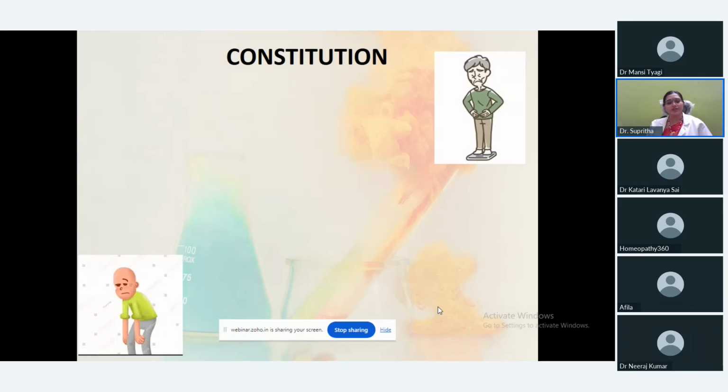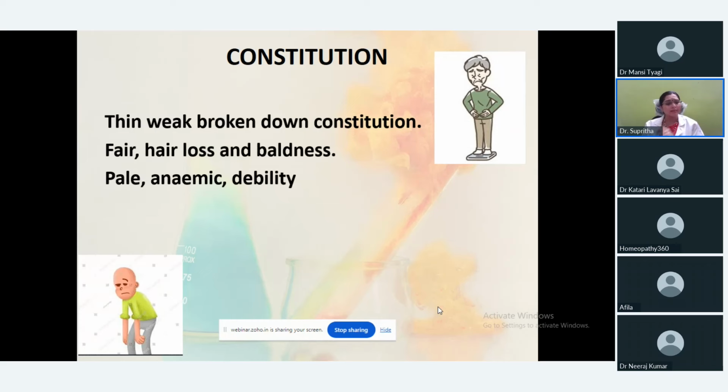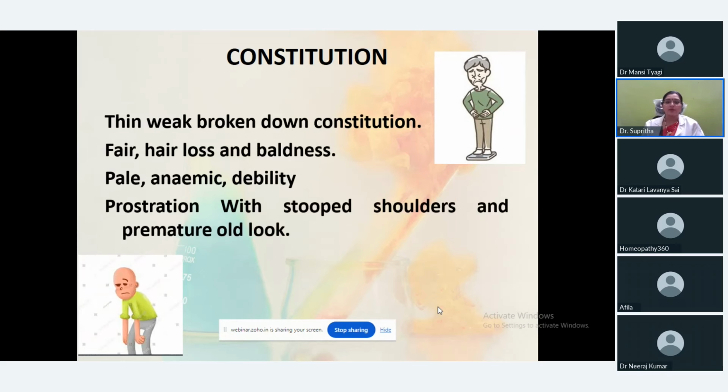Coming to the constitution, I think from the pictures you can identify the constitution. The person is thin, weak, broken down constitution, fair, hair loss is there and baldness will be present, pale, anemic, debility, prostration with stooped shoulders and premature old look. So this is very characteristic of this acid group. So another remedy which has stooped shoulders. The person will be walking with stooped shoulders.